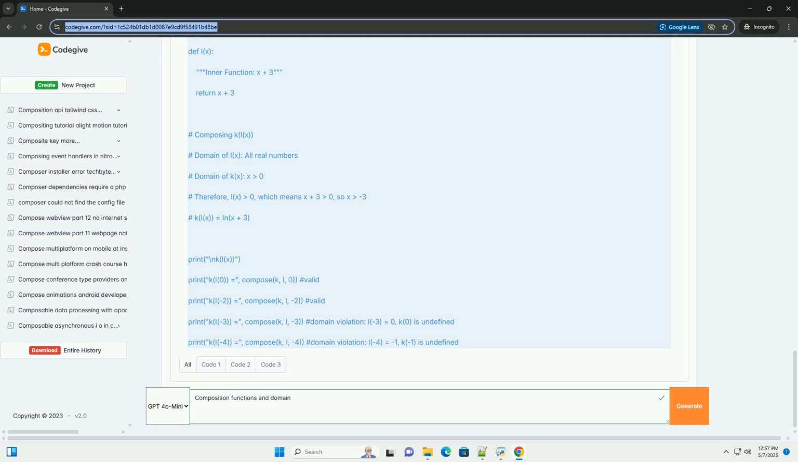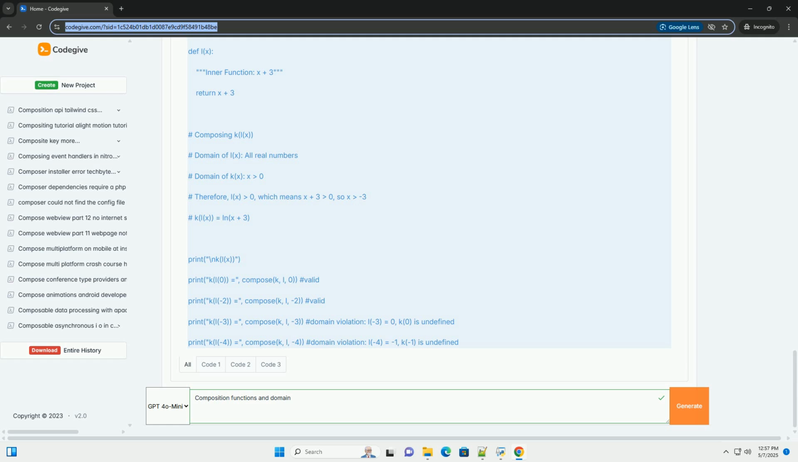Why is the domain important? Ignoring the domain of a composite function can lead to incorrect results or misleading conclusions. You might calculate a value for f(g(x)) for a particular x, but that value is invalid because x isn't actually in the domain of the composite function.